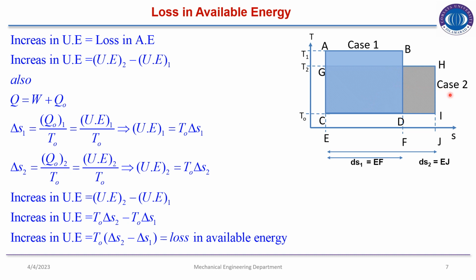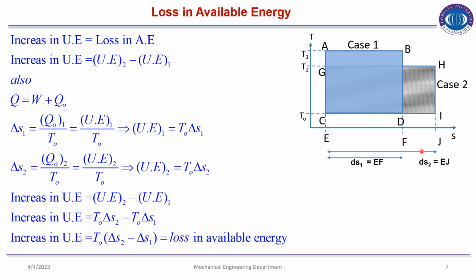So that represents case 2, and ABCD represents the available energy of case 1, CDEJ represents the unavailable energy of case 1, GHCI represents the available energy of case 2, CIEJ represents the unavailable energy of case 2. All that is written in the previous slide. I have just repeated this.